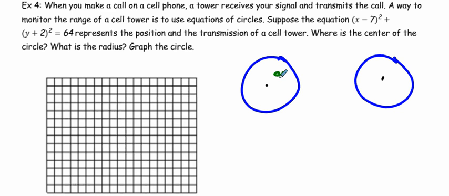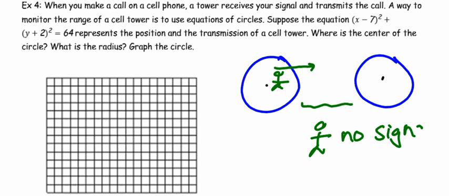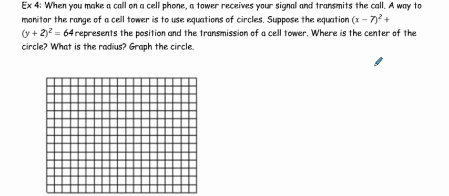And so if you're on the phone, here's you, and you walk out of this circle, when you're in here, that's when you have no signal and you can't call anyone, because this tower hasn't picked you up yet. You're not in that radius. So that's what happens when a call is dropped. So a way to monitor the range of a cell tower is to use equations of circles.